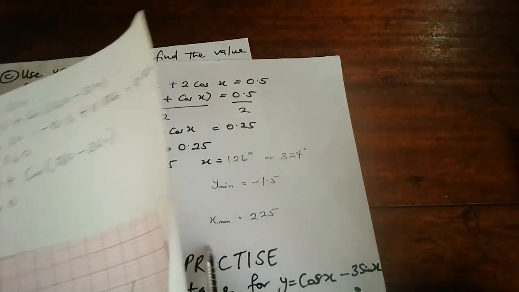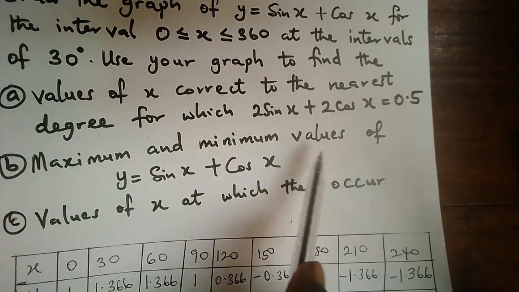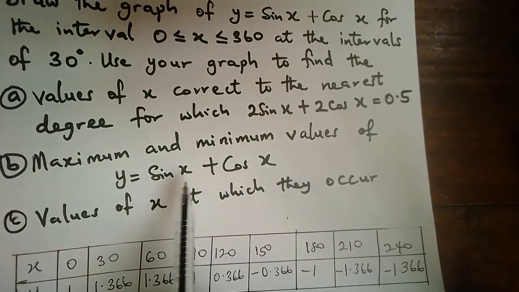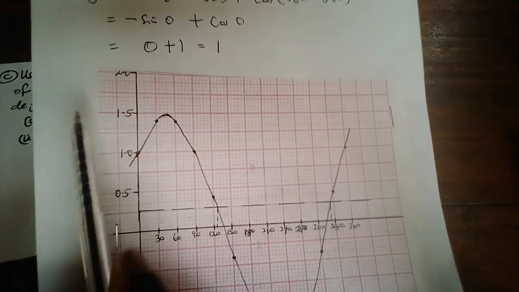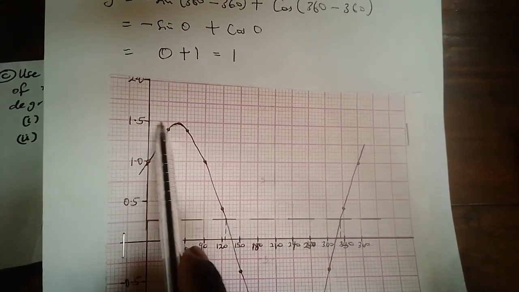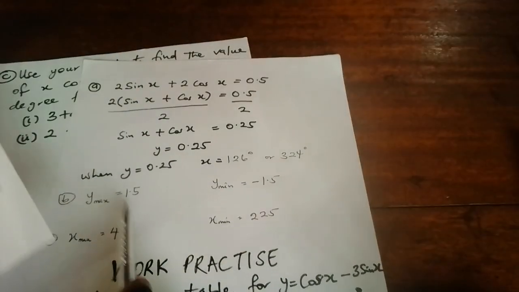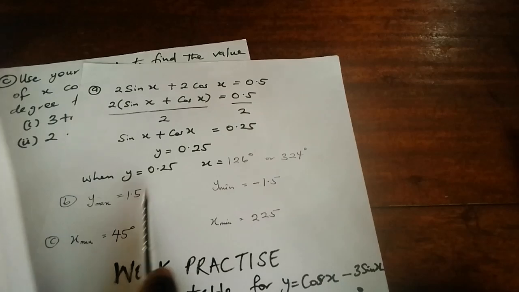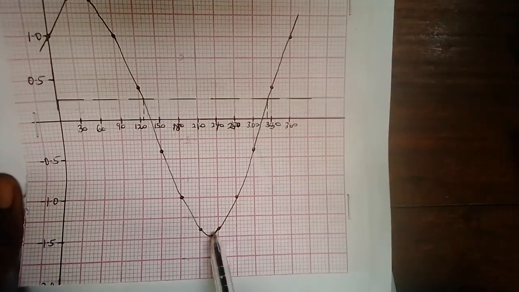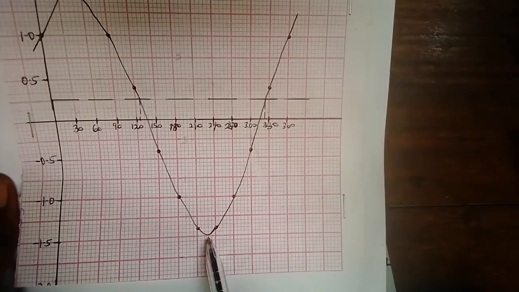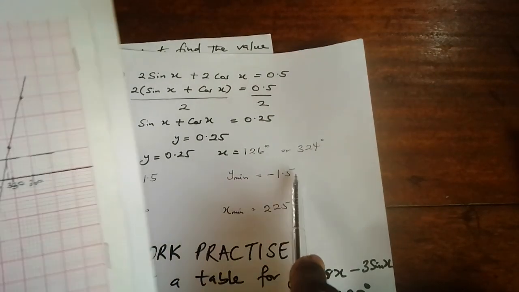324. Then the B part of the question says maximum and minimum values of y equals sin x plus cos x. So you realize the maximum value is the value at the top here. So you read it to the y-axis. So the maximum value here is what? 1.5. So you have y maximum to be 1.5. The minimum value is a value down here. So you realize it touches minus 1.5 down here. So that means the minimum value, y minimum, is equal to minus 1.5.